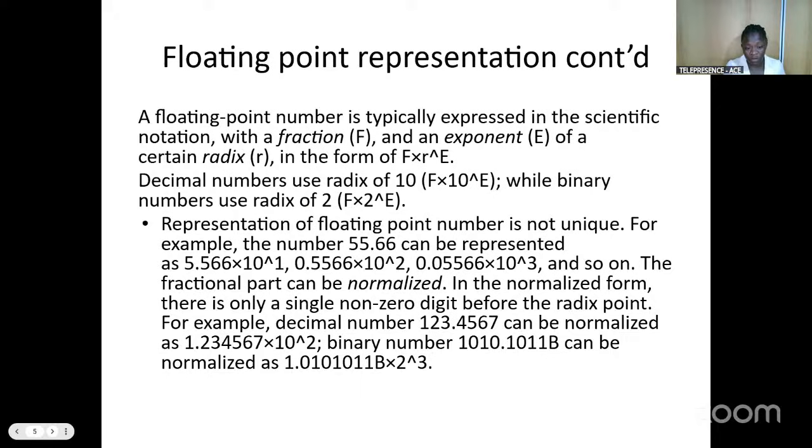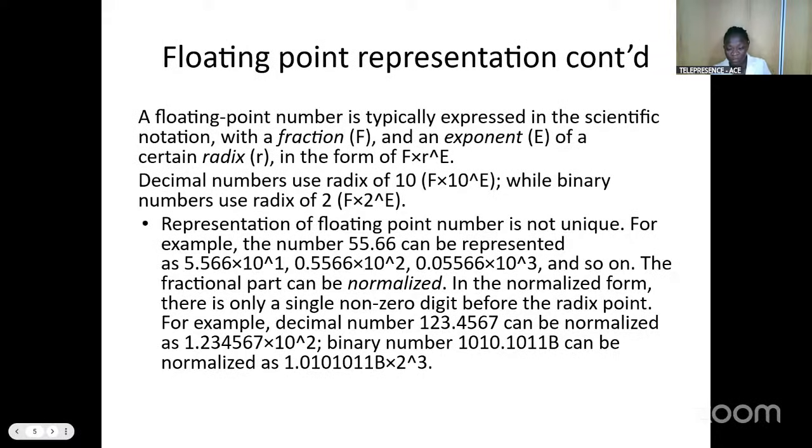So decimal numbers use a radix of 10, which is f times 10 raised to the power of e, while binary numbers use a radix of 2, and hexadecimal numbers use a radix of 16. So it now depends on the base. The radix is equivalent to the base. From the residual knowledge we had in the last class, if you are talking about binary numbers, you are talking about radix 2, that is base 2. And for decimal, radix 10, that is base 10.